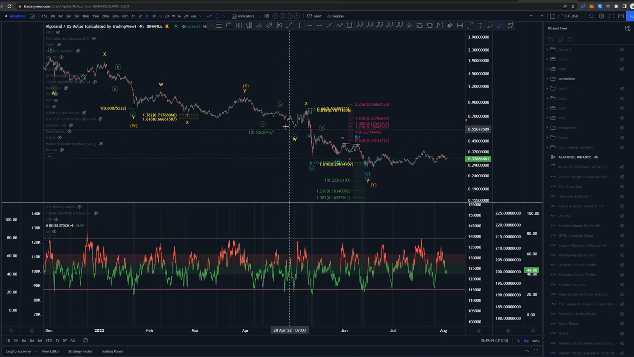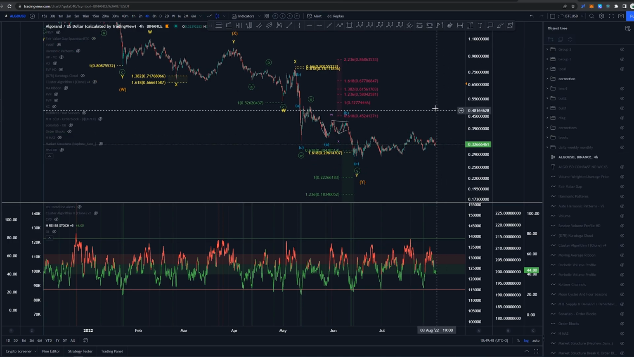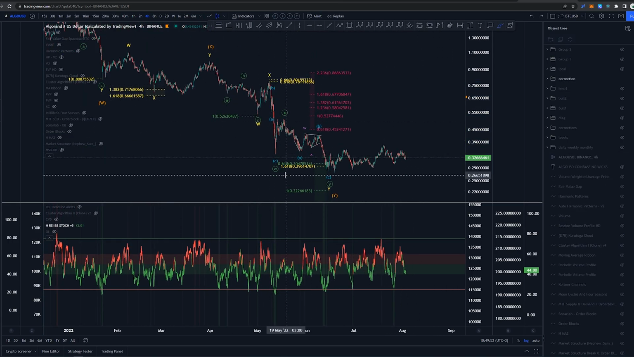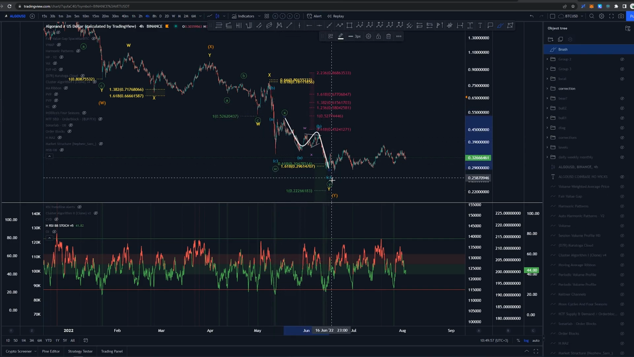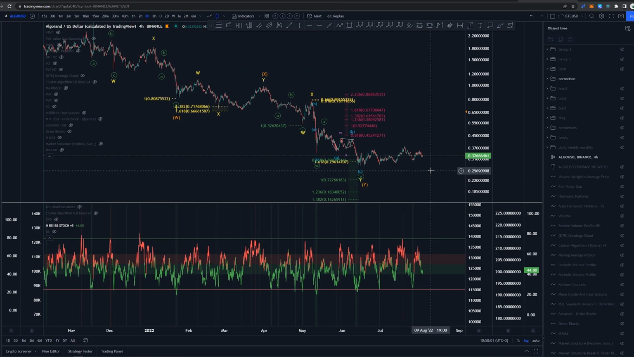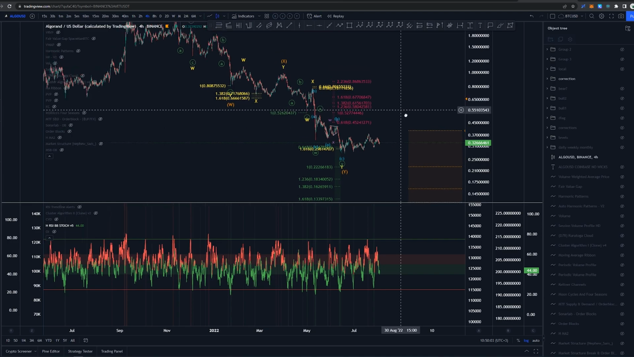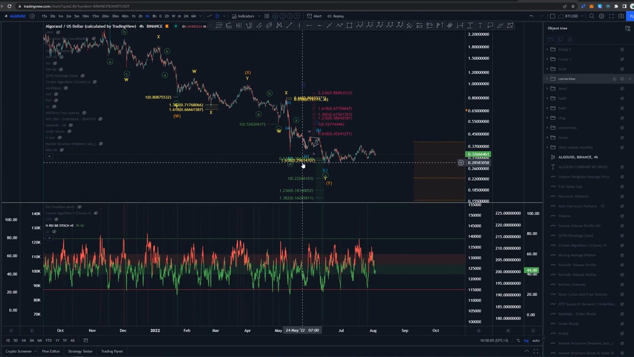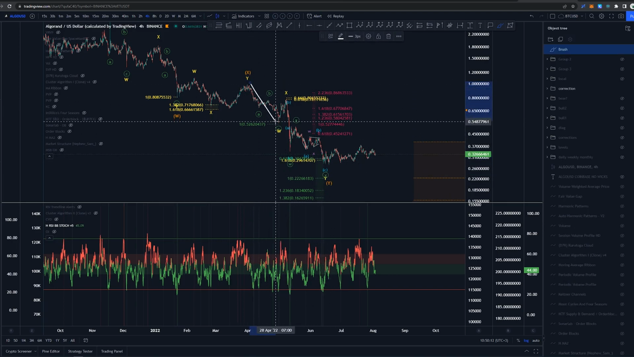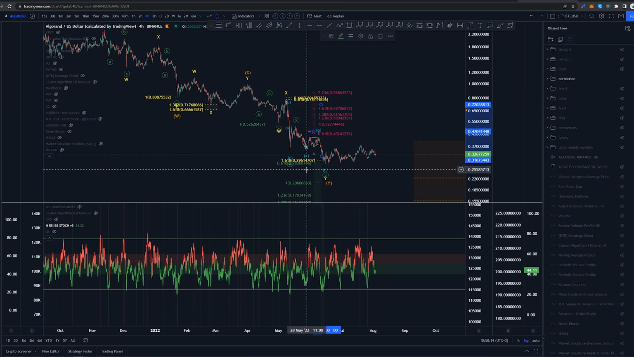This ABC here goes to 1 to 1 basically, so it's really good looking as well. Then we would have ABC here into a W, three waves back into X, and then ABC here into the wave Y. Now the only issue that I have with this whole count is this last bit here, where the wave Y is really extended compared to W here. It is going to go beyond the 1.61.